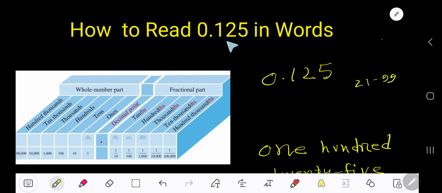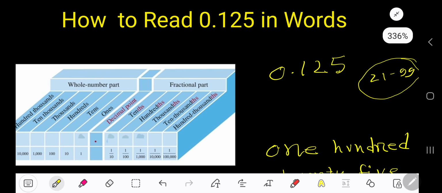How to read 0.125 in words. Okay, let me give you some basics.